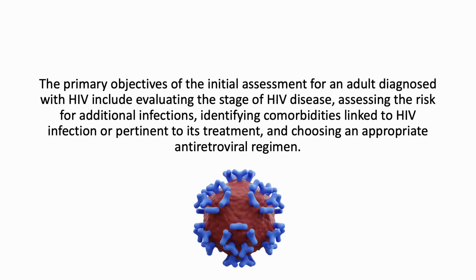The primary objectives of the initial assessment for an adult diagnosed with HIV include the evaluation of the stage of the HIV disease, assessing the risk for additional infections, identifying comorbidities linked to HIV infection or pertinent to its treatment, and choosing the appropriate antiretroviral regimen.